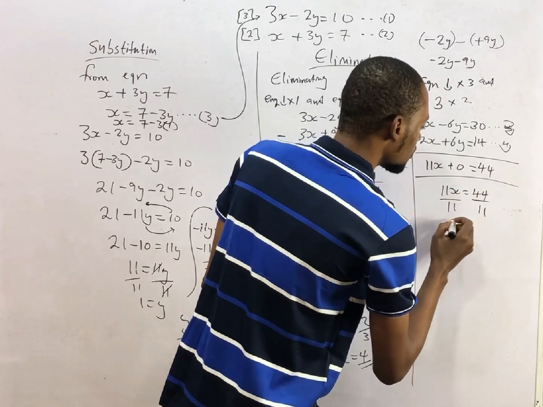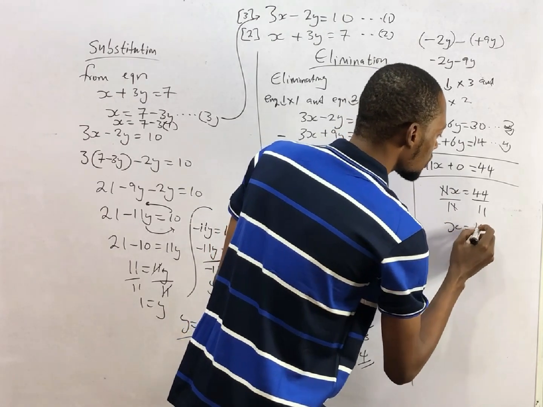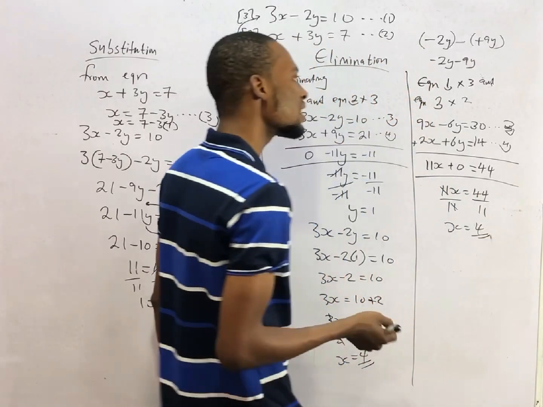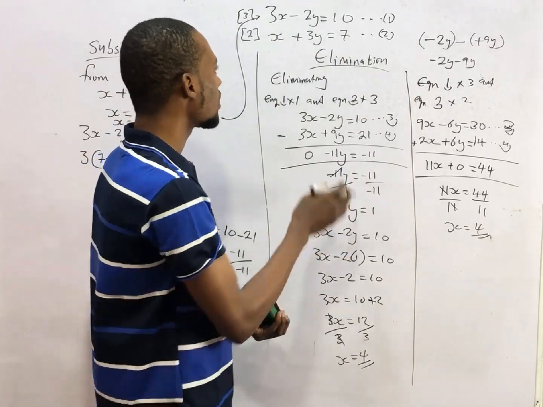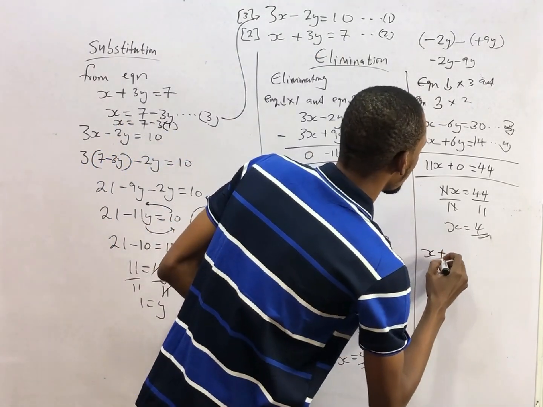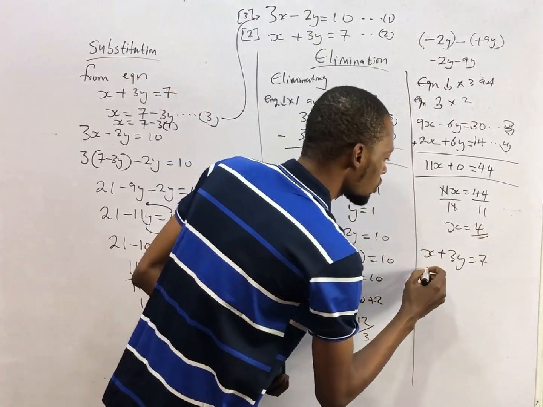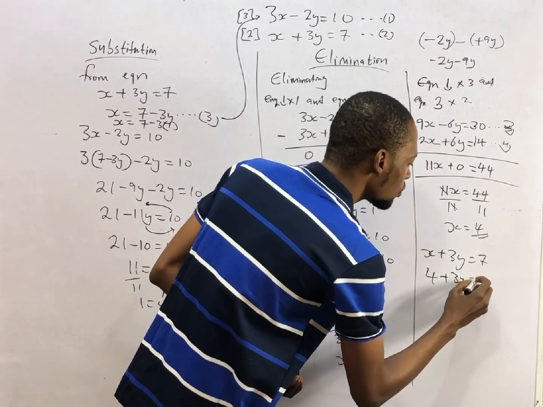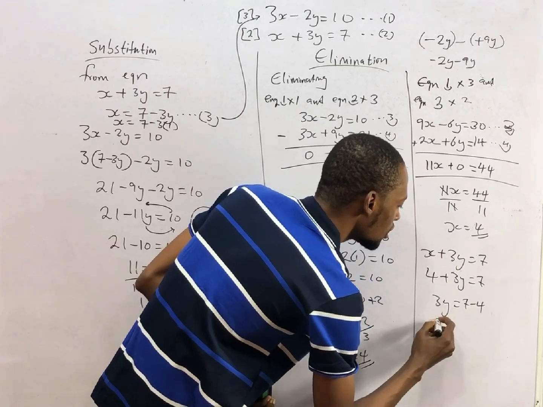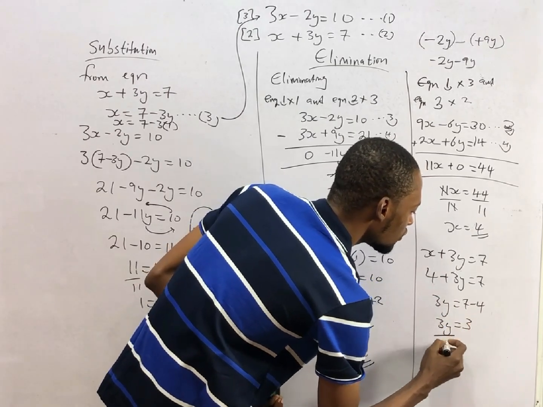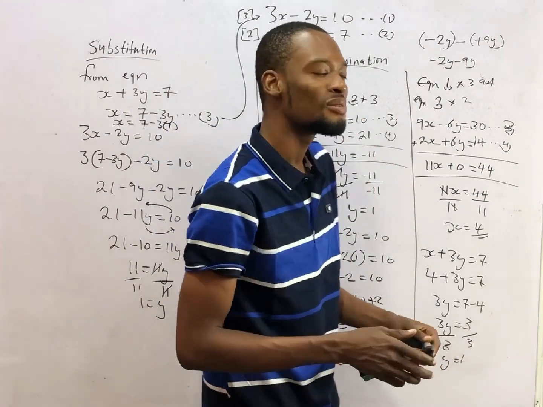Dividing both sides by 11, s is equals 4, because 44 divided by 11 is 4. So we've gotten s to be 4. Now, substitute the value of s in any of the equations. Let's use equation 2. s plus 3y is equals 7. If we've chosen s to be 4, so 4 plus 3y is equals 7. 3y is equals 7 minus 4, collecting like terms. 3y is equals 3. Dividing both sides by 3, y is equals 1. So, anyhow you choose to do it, you get the same answer.